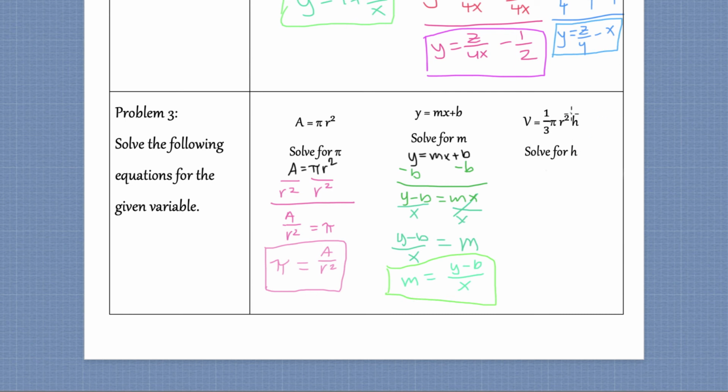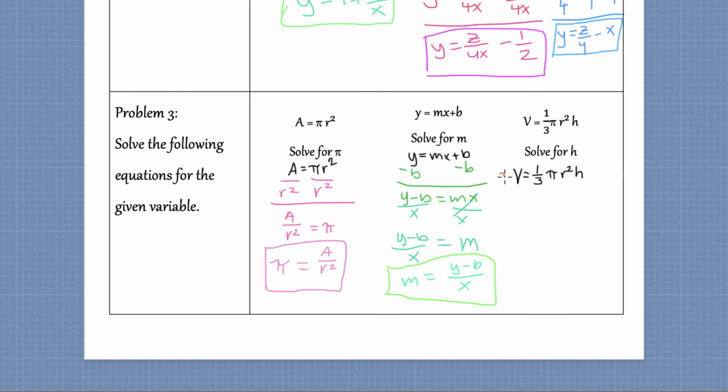For our last one, the equation is V is equal to 1/3 pi r squared h, and it wants us to solve for h. So in our equation right here, we have a fraction that we want to get rid of. And so to get rid of the fraction, remember we have to find the least common multiple of the denominators that we are using and then multiply both sides by that number. In this case, we only have one number instead of two, and so the least common multiple of only one number would be that number, and in this case it is 3.